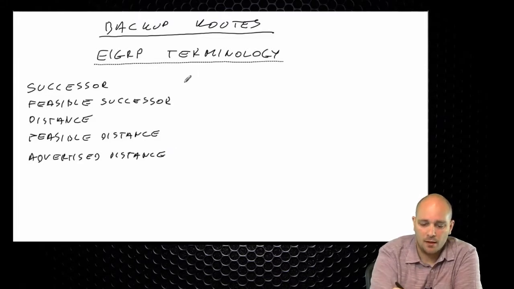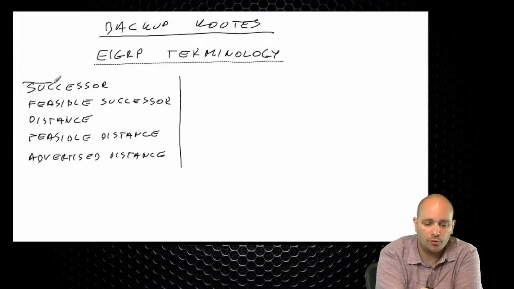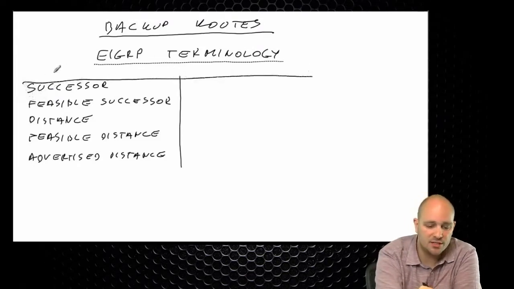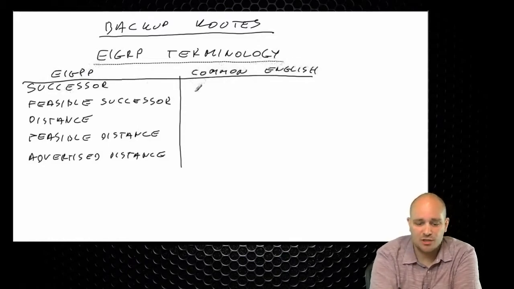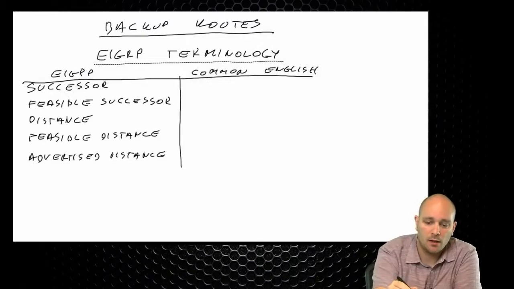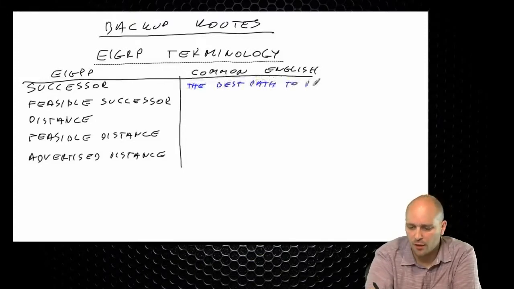Now, I'm going to put this in a table here, and I'm going to give this table titles. So this is EIGRP, and this here is Common English. Okay. Now, what a successor is, is really the best route, or I should say the best path to route.